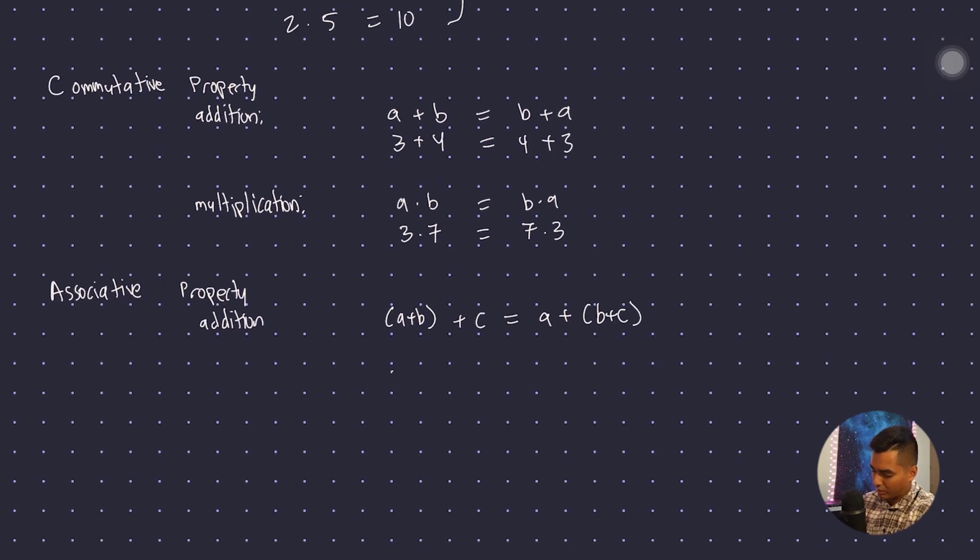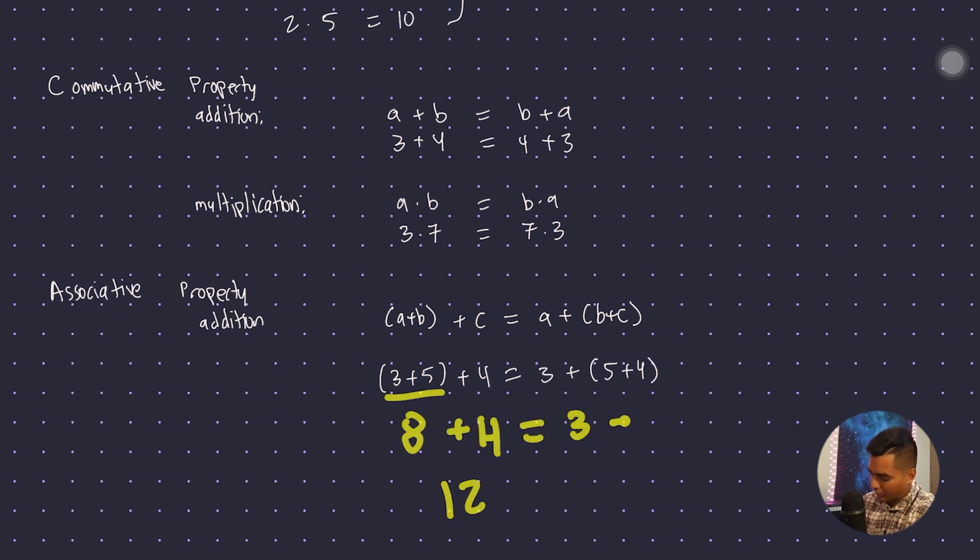So for instance, the number 3 plus (5 plus 4) is equal to (3 plus 5) plus 4. In this case, we have 3 plus 5, which is 8, plus 4, which would yield 12 on the left-hand side. On the right-hand side, we'll have 3 plus, well, this in parentheses is going to be 4 plus 5, which is 9. And so in this case, we're going to have 12 on the right-hand side as well. Okay, so according to the associative property for addition, this will hold.